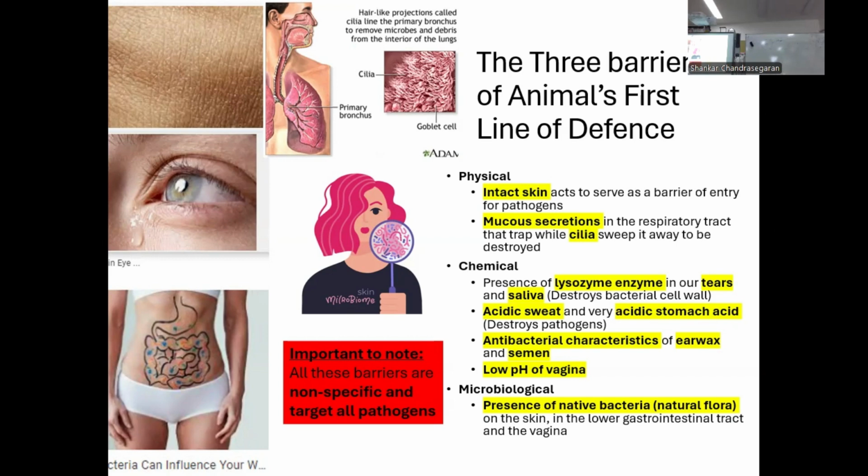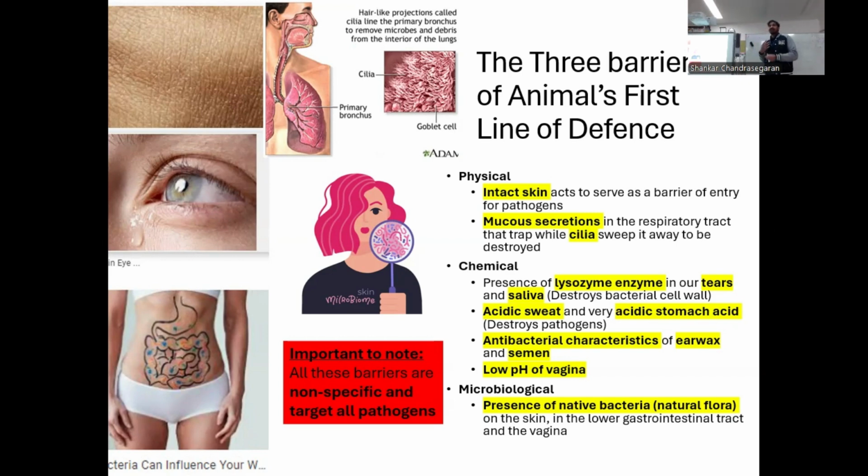That's why a cut on your skin can be dangerous if not treated properly, because that's basically a canceling out of the first barrier, your physical barrier. Anytime you get a cut, your physical barrier has been compromised, and microorganisms are immediately entering your body.